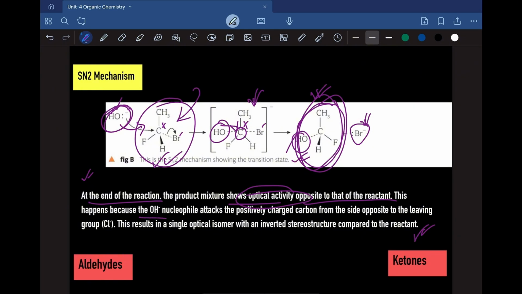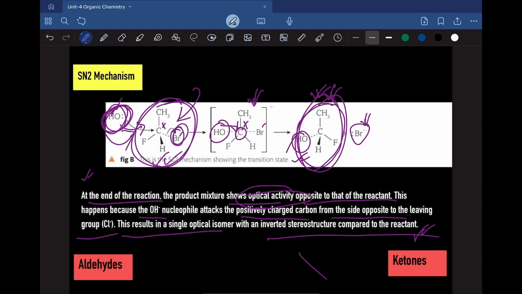This happens because the OH minus nucleophile attacks the positively charged carbon from the side opposite to the leaving group. This leaving group is on the right hand side, and the OH minus nucleophile attacks from the left hand side. That is why this product will show optical activity opposite to the reactant, because the OH minus nucleophile attacked from the opposite side of the halogen atom. This is the main reason. This results in a single optical isomer with an inverted stereo structure compared to the reactant.